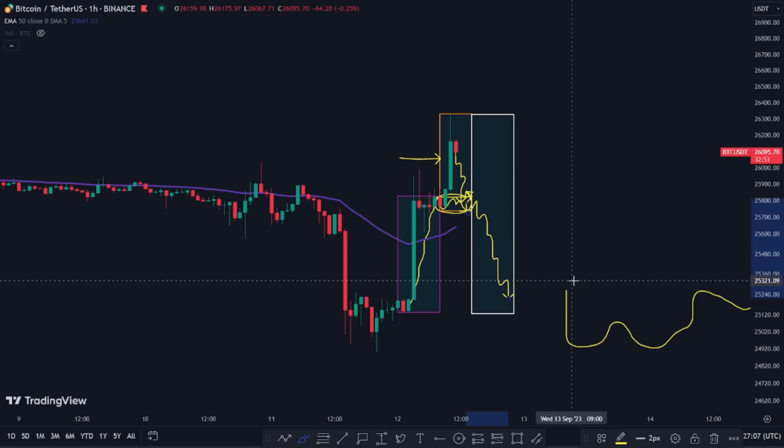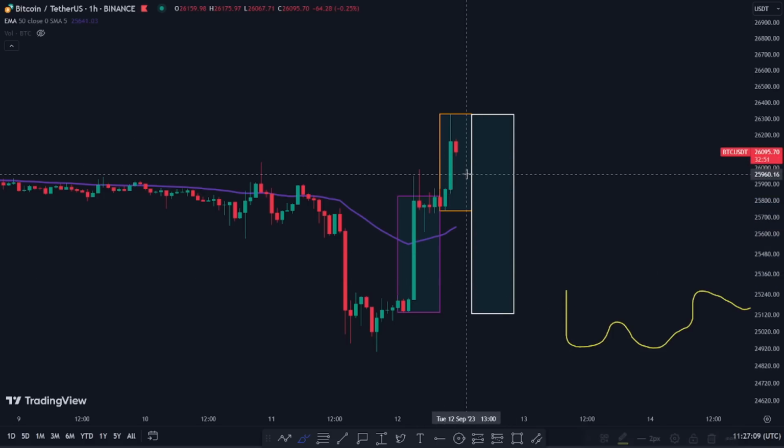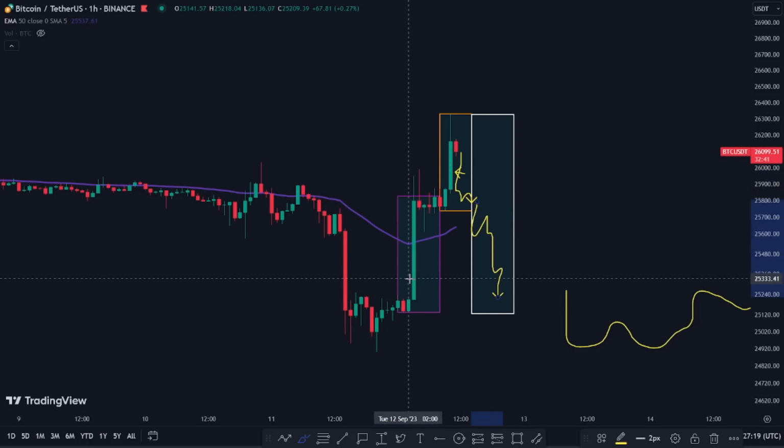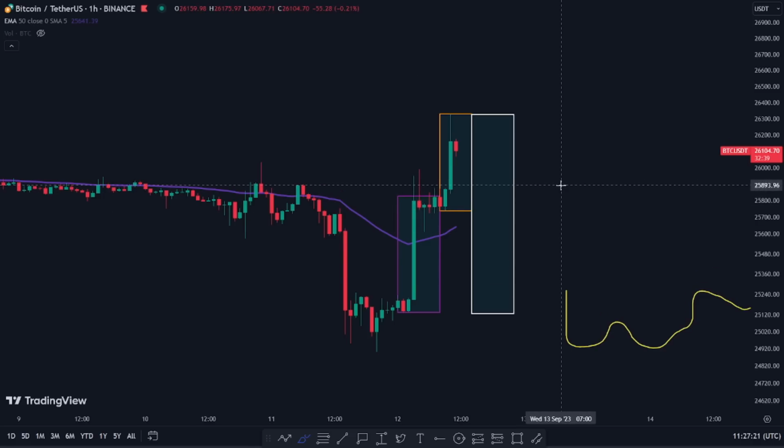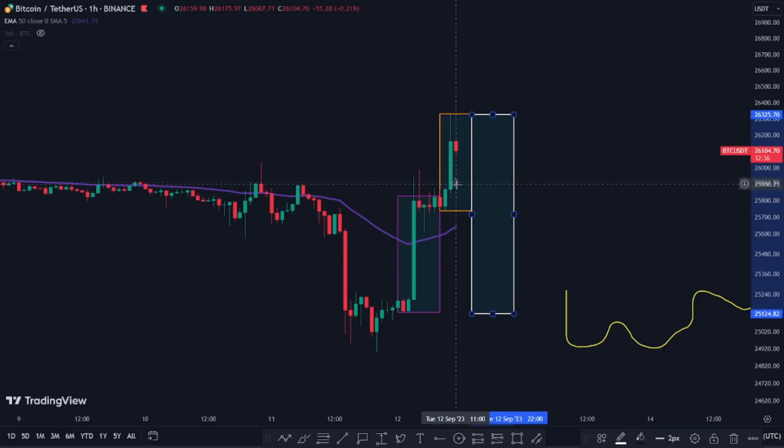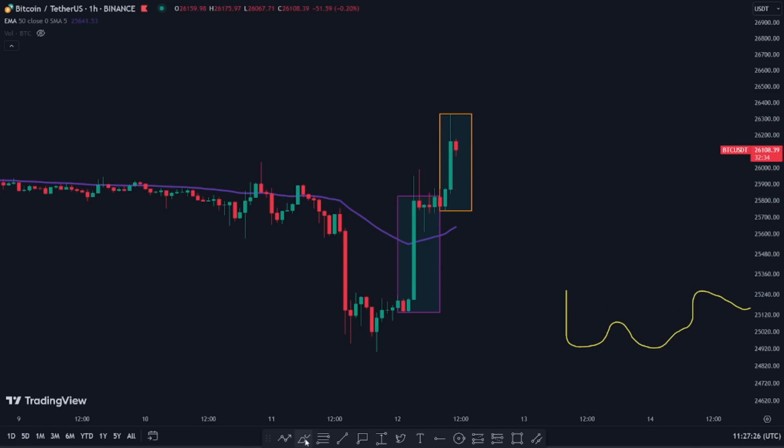If London decides to retrace this pump here and comes back into this zone by 2 p.m. UTC time, then there is a high probability that New York dumps. All right? That's the first thing. Now, what could happen if London doesn't do that, okay? Then we're going to watch the Asian session tonight, because then they have a high chance also that they decide to dump. So, we're basically not going to favor higher prices as long as this Asian pump is not retraced.